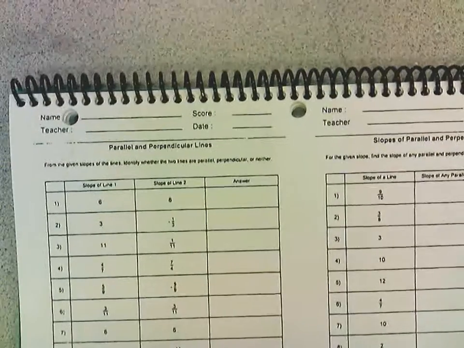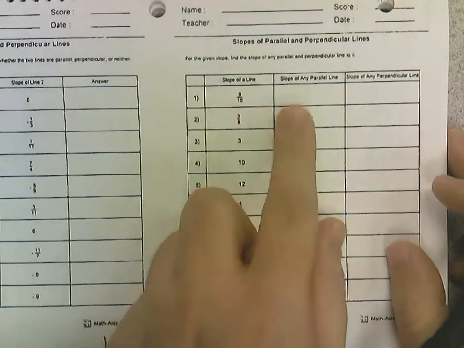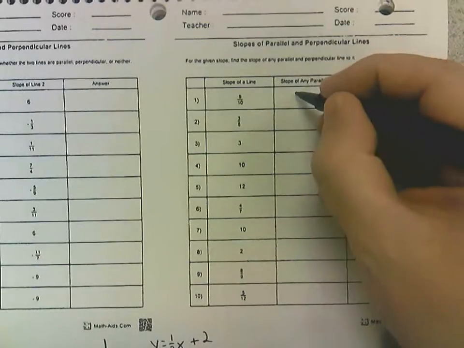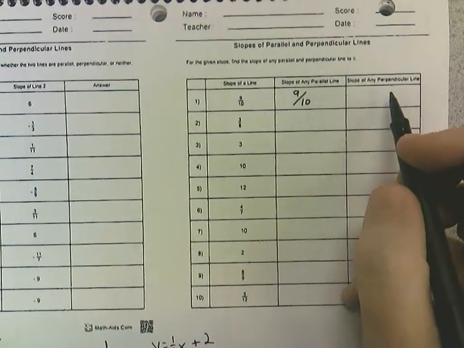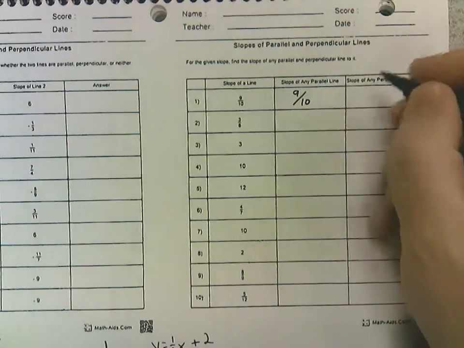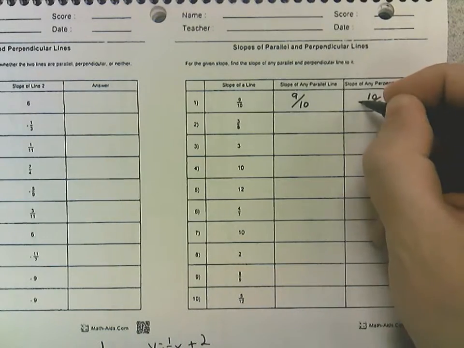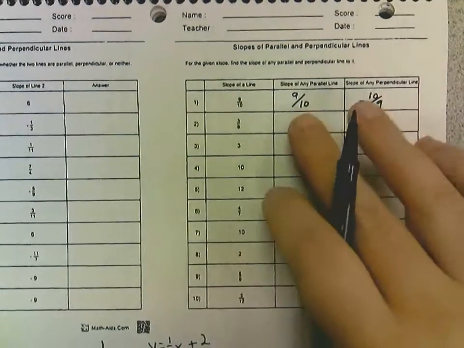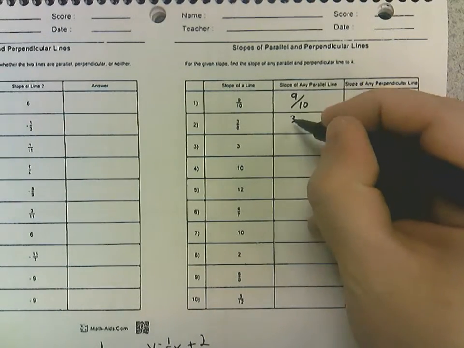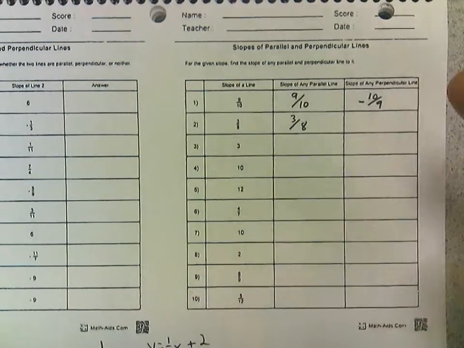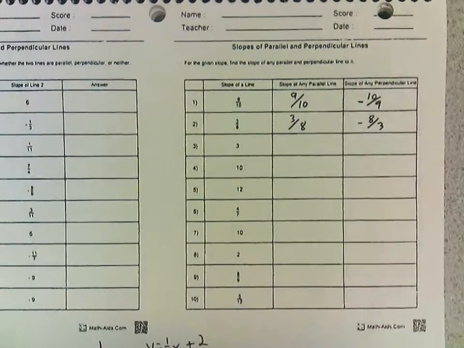Okay, so if we come up here and we were to write a parallel slope to 9 over 10, it would be the same slope, 9 over 10. If we wanted to make that slope perpendicular, we'd have to flip it and change the sign. So it would become 10 over 9, but then change signs and become negative. Okay, same thing for 3 over 8. 3 over 8, if we want to make a parallel line, it would be still 3 over 8. Perpendicular is going to flip and change signs, so it's going to be negative 8 over 3.